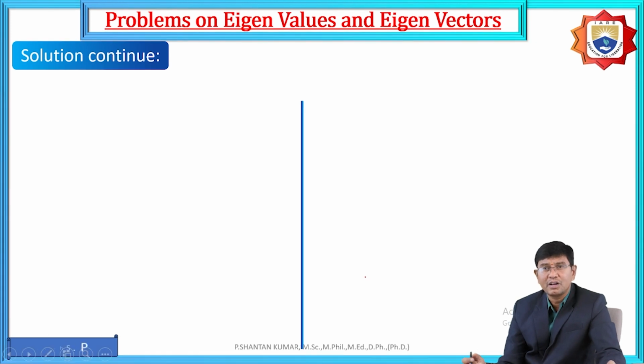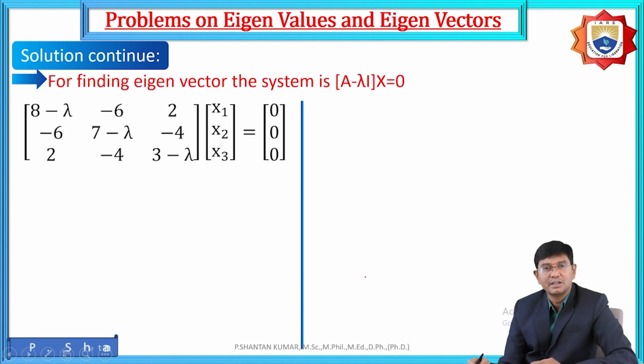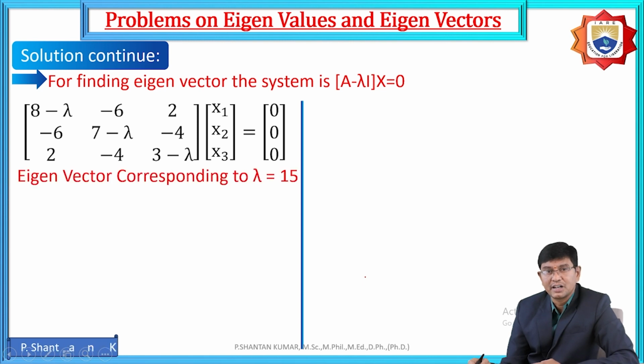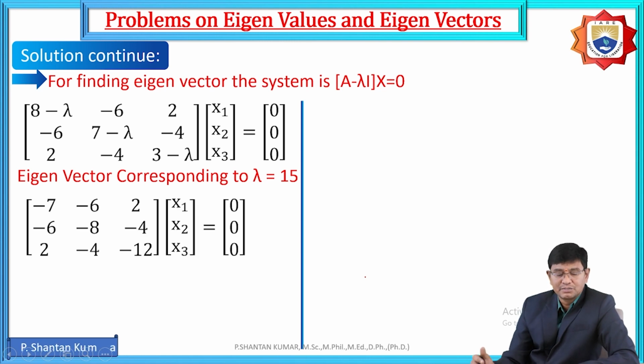And further, one more is required: what is the eigenvector corresponding to lambda equal to 15. Similarly, it is considered based upon the matrix of this, and here also we need to replace lambda with 15. After replacement of lambda equal to 15 in place of lambda, we obtain this matrix.